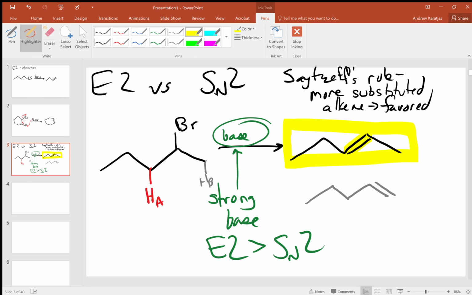Later on, in another video, we will talk about a reaction known as the Hofmann elimination. And the Hofmann elimination, based on using very specific leaving groups and very specific bases, is able to prefer the less substituted alkene. But in general, most E2 reactions with most leaving groups, most bases, we get the more substituted alkene.